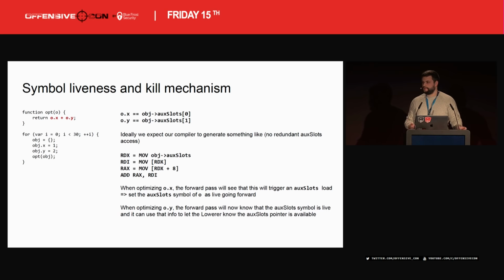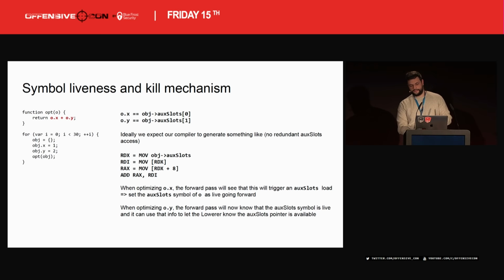These days you expect your compiler to generate something that will load the aux pointer only once and access the two properties directly, instead of loading the aux pointer, accessing the first property, reloading the aux pointer, and accessing the second property. So in order to do that, Chakra has this mechanism, symbol liveness. When it optimizes the property access of o.x, it will see that it triggers an aux slots load, and will set the symbol associated with it as live going forward. What that allows the JIT compiler to do is that when it treats the next instruction, it will look at whether that symbol is live or not. Since it's live, it knows, okay, I don't have to reload it. The thing is live, I can use it, it's valid at this point.